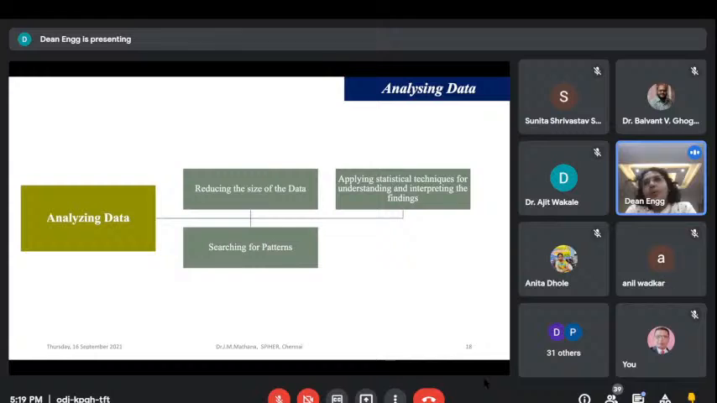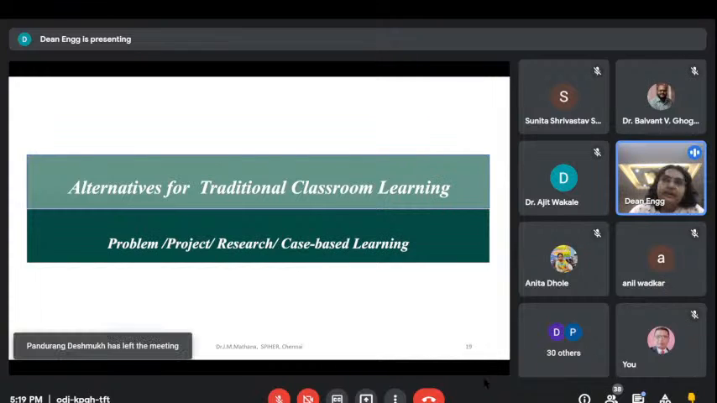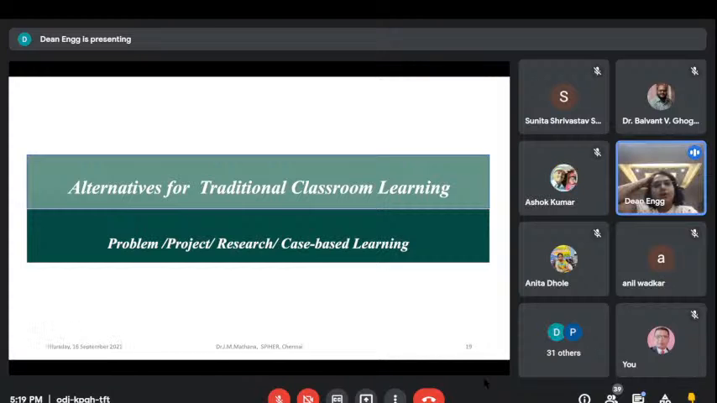So this is a small intro about the research, the types of research, and all the processes involved in research. Now we will go to our title, right? What's our aim? We have to improve the research competency of the students, right? For that, traditional classroom learning is not sufficient, right?